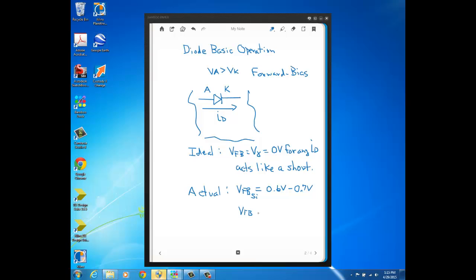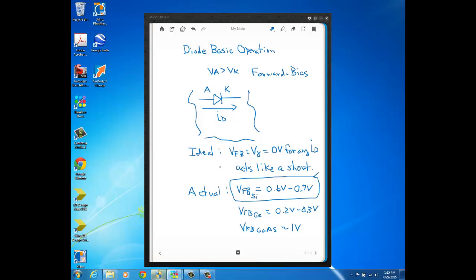VFB for germanium is in the range of a couple tenths of a volt to 0.3 of a volt. Okay, and if it's gallium arsenide, it's about a volt or so. Now, of these, like I mentioned earlier, silicon is the most popular. So in this class, we focus on this one, and this one you might want to remember.